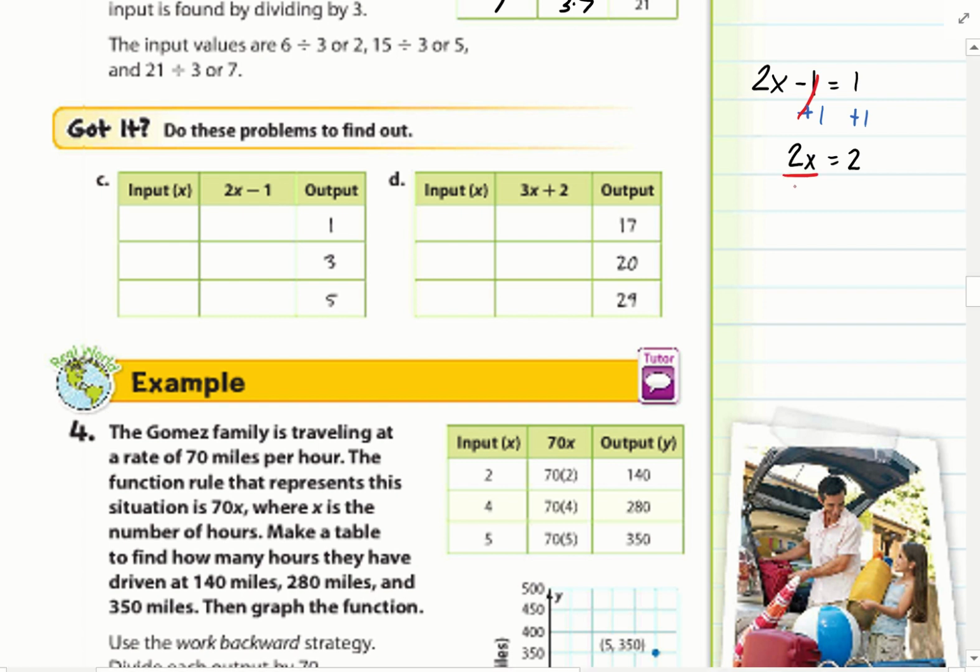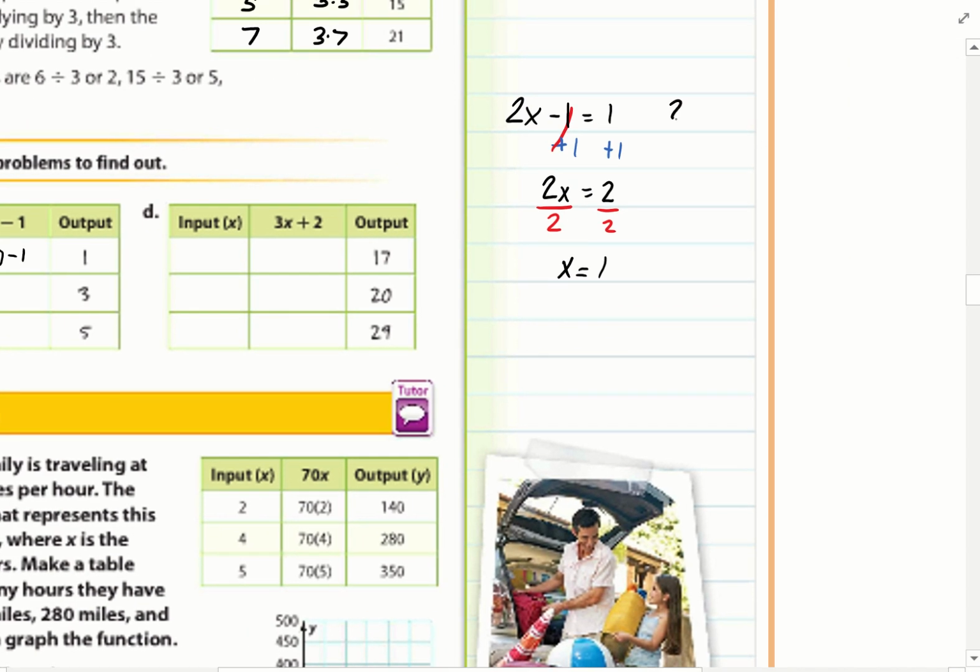So now I have 2 times x. I'm going to divide by 2, divide by 2. X equals 1. So it's going to be 2 times 1 minus 1. So my input is 1. So now it equals 3. So 2x minus 1 equals 3. So plus 1 plus 1.